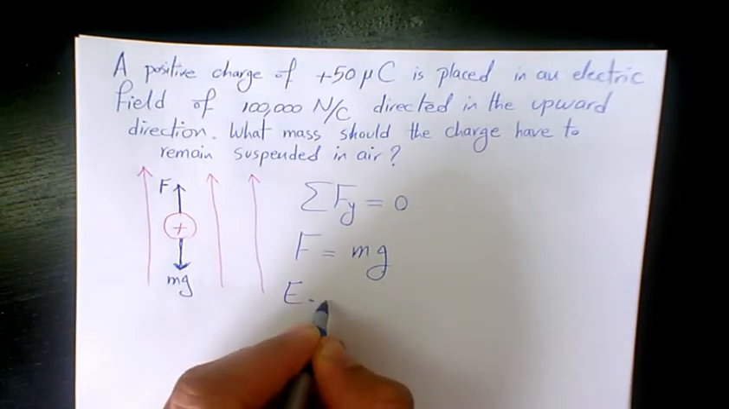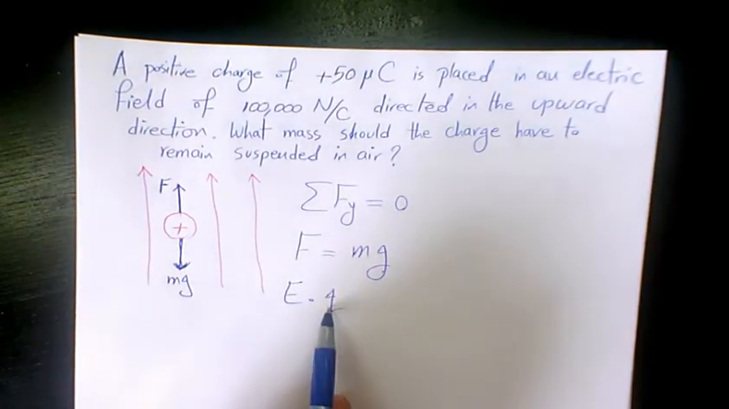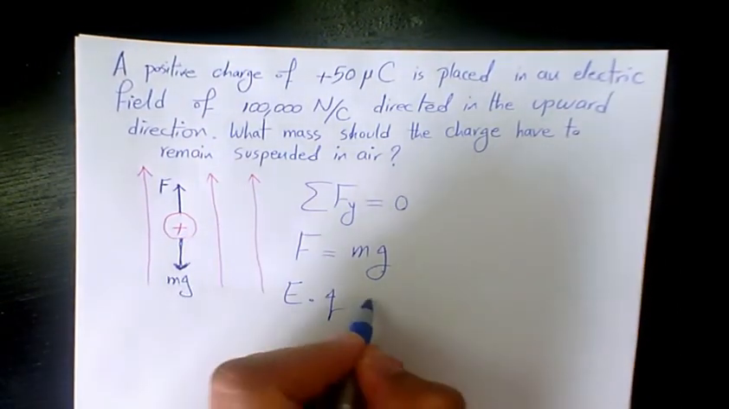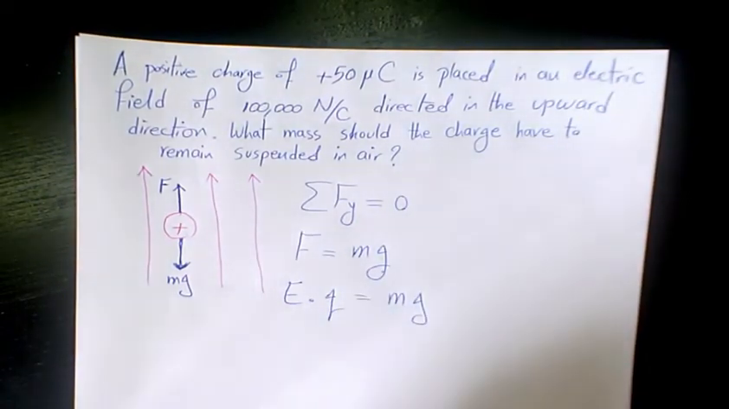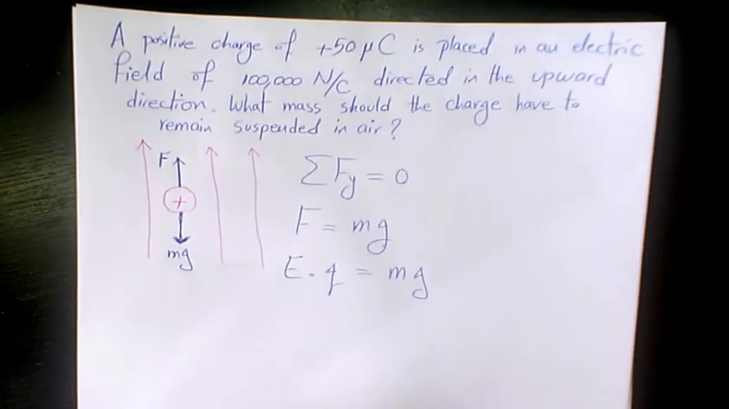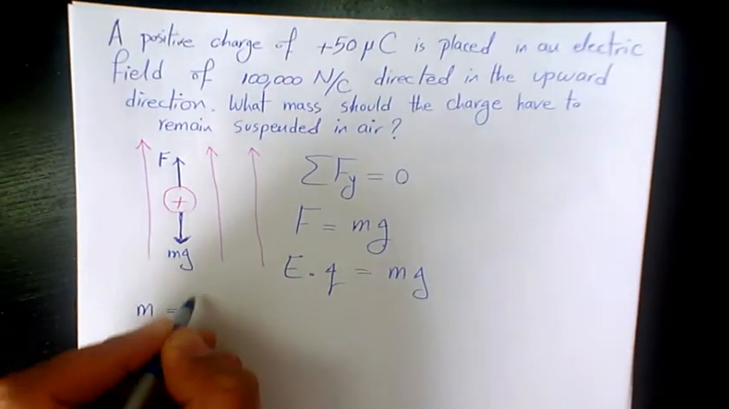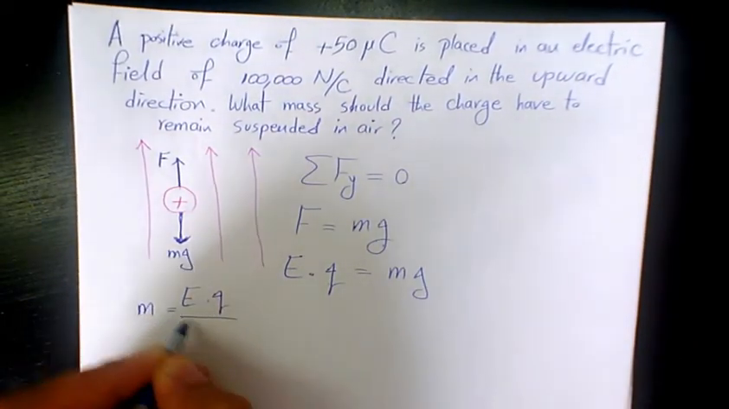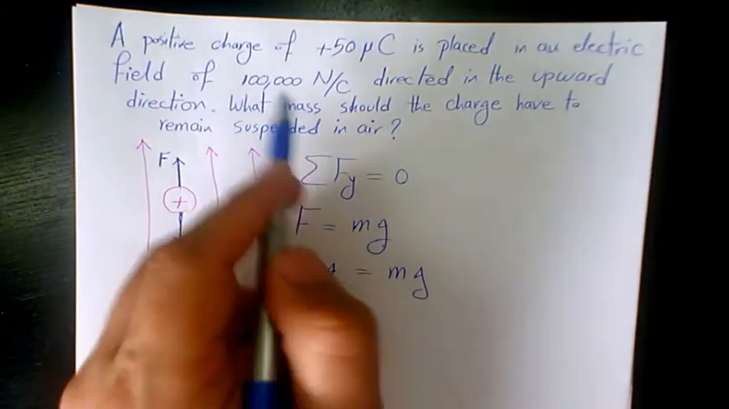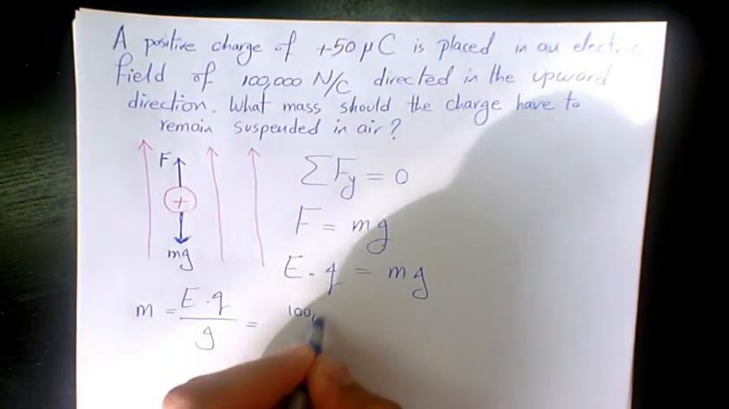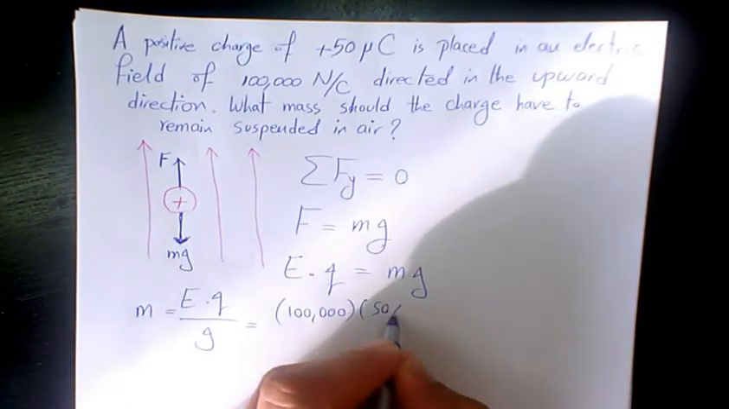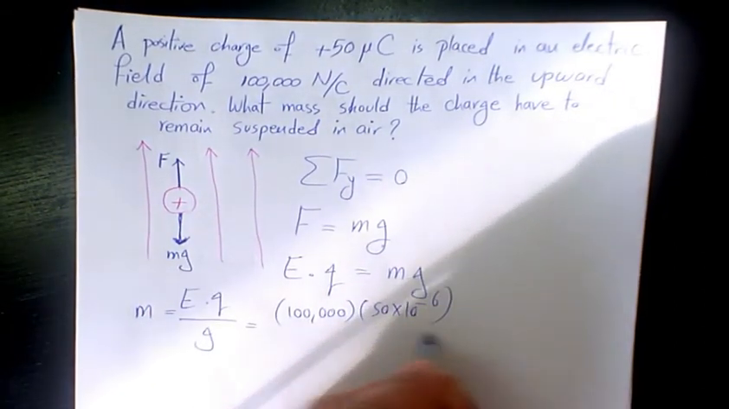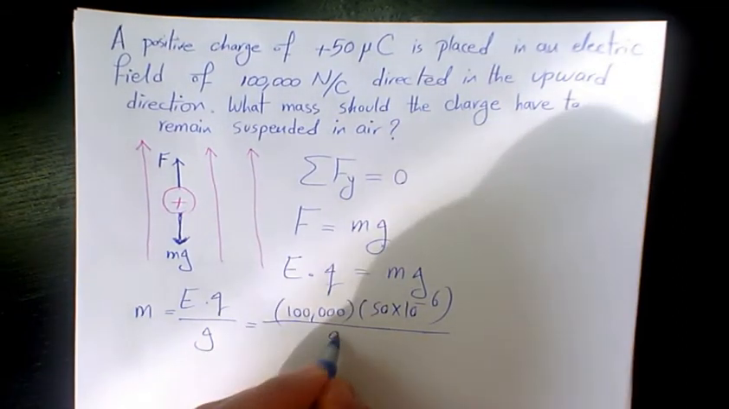E times Q, electric field times the charge of this particle, and that has to be equal to mass of the particle times gravitational acceleration. So m will be E times Q divided by g. E is given 100,000. Q is given 50 times 10 to the power of negative 6, divided by g, which is 9.8.